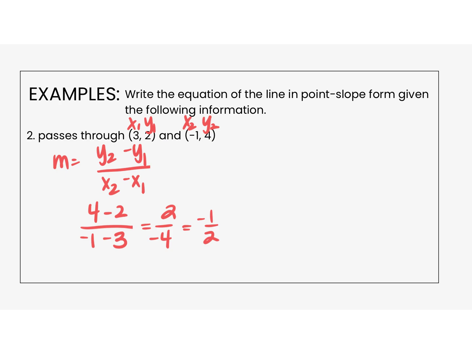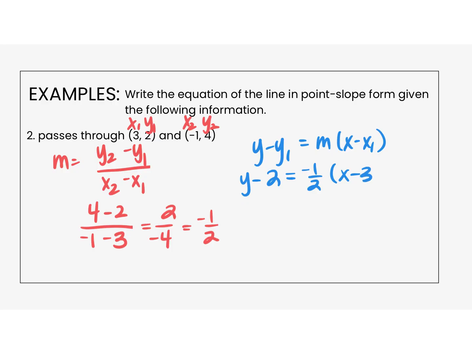And then I can use either of these points for my point in point slope form. So remember, point slope form is y minus y1 equals m times x minus x1. So y minus, if I use my first point, 2 equals negative 1/2 times x minus 3. Okay, but like I said, I could use the other point. So I could also have y minus 4 equals negative 1/2 times x plus 1. Because again, I'm subtracting that negative 1, which would make it a plus 1.